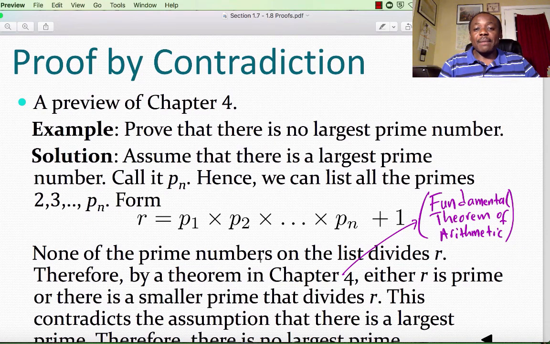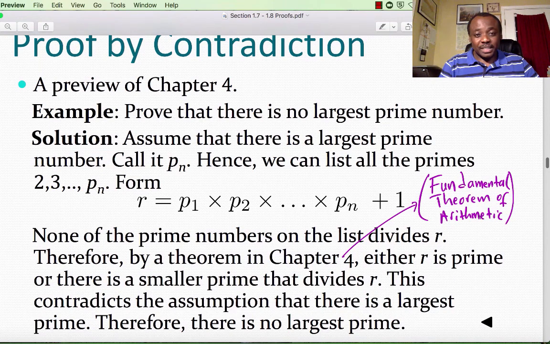Now, none of the prime numbers on this list divides R because we have a plus 1. So none of these would divide R. So you cannot say that any of these would be a factor of R. By the fundamental theorem of arithmetic, which we shall see in chapter 4, R as it is defined is either a prime number or it has a prime divisor. Let's talk about it again. R as defined is either a prime number or it has a prime divisor.